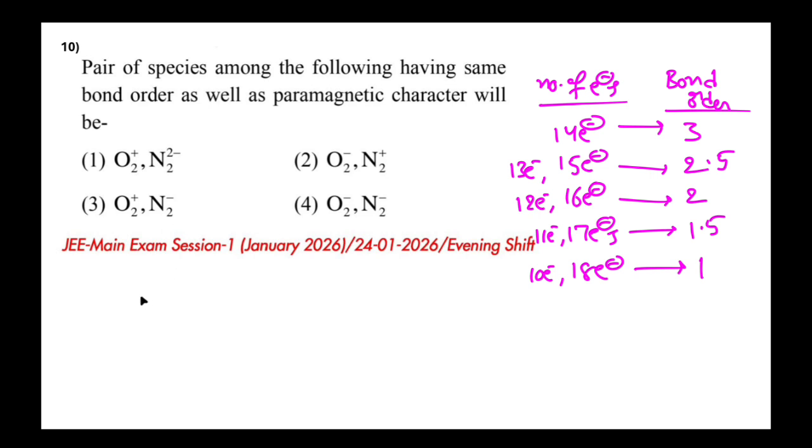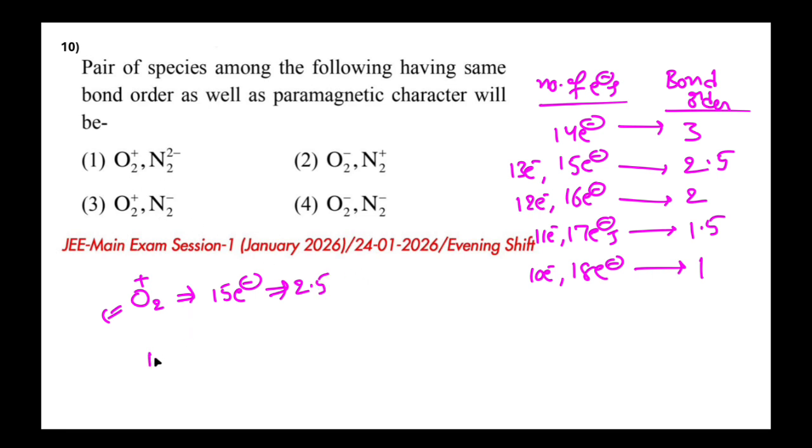Now we check one by one. O2 plus. Originally the oxygen atom has atomic number 8, so the number of electrons in one oxygen is 8. 2 oxygen atoms are there, 8 2s are 16. But a positive charge is there, so you remove 1 electron. If a positive charge is there, you remove 1 electron. If a negative charge is there, you add an electron. So if you remove 1 electron, 16 minus 1 is 15 electrons. This is a 15 electron system, and the bond order is 2.5.